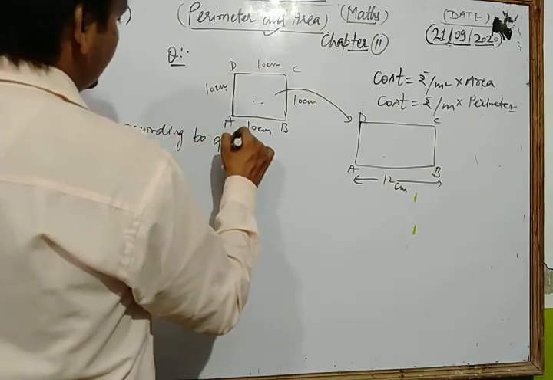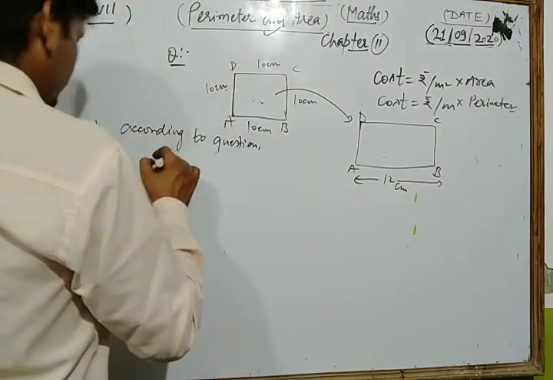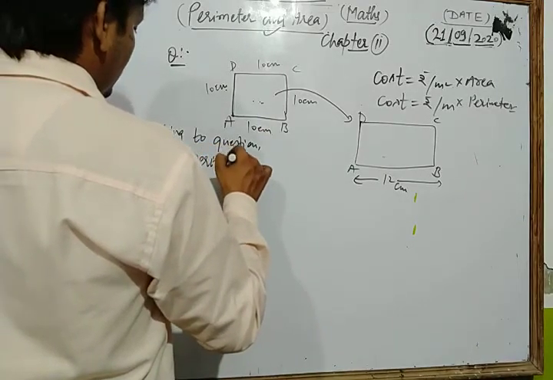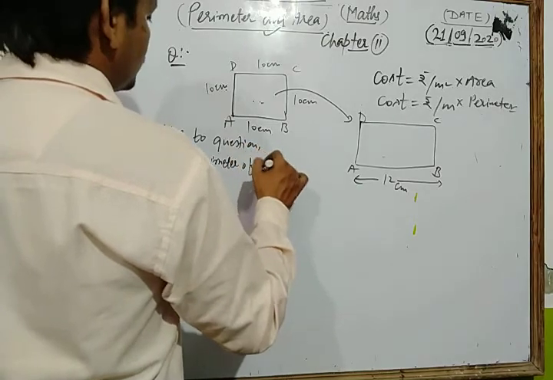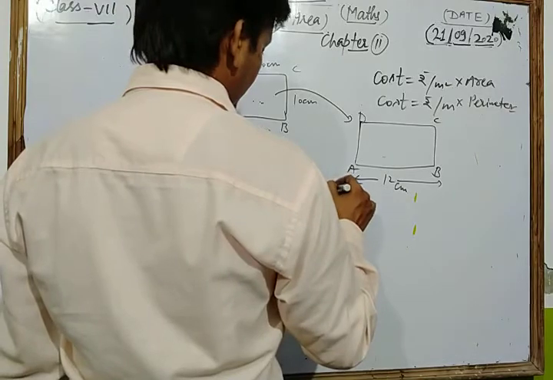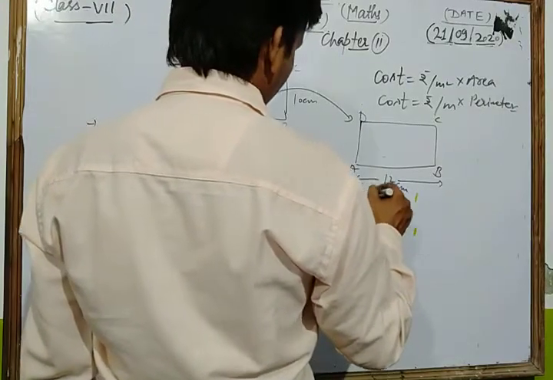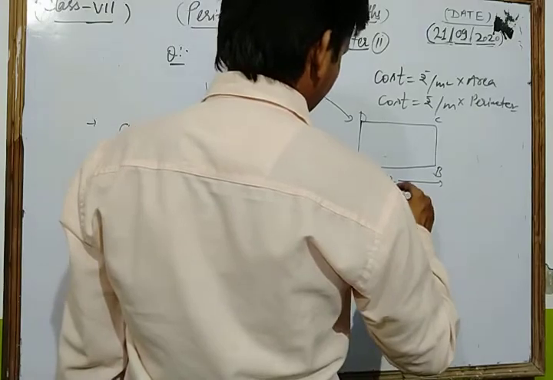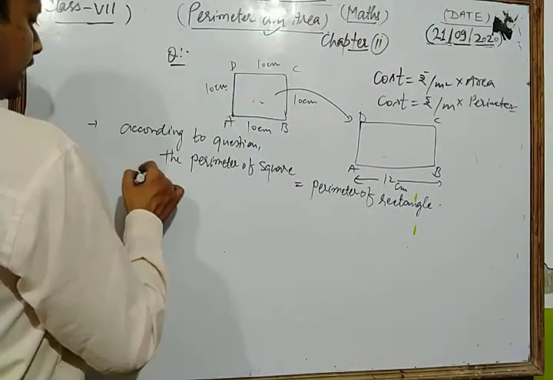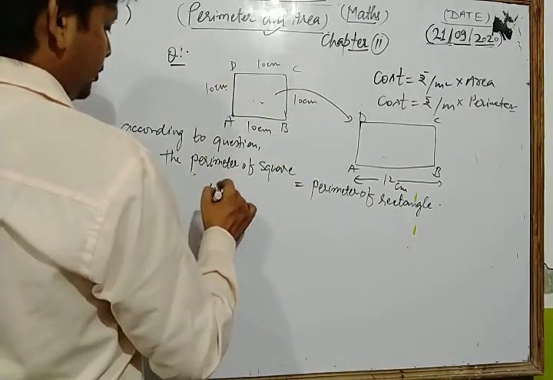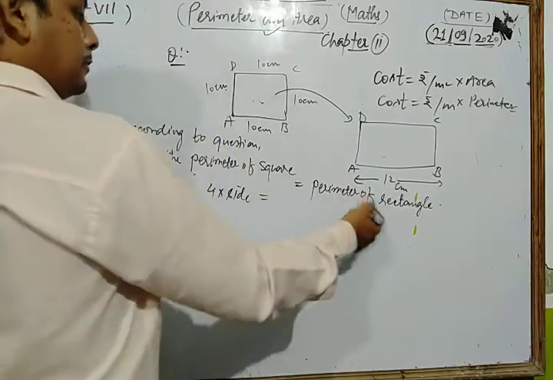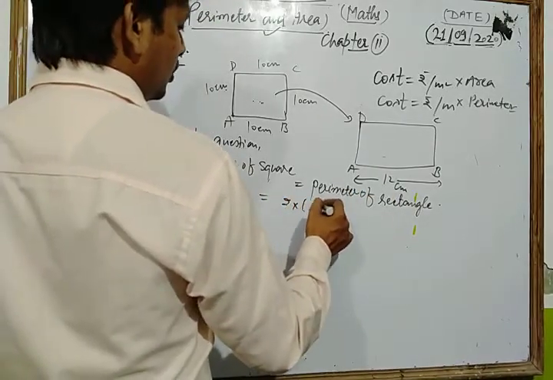the perimeter of the square must be equal to the perimeter of the rectangle. So the perimeter of the square is 4 into side, and the formula for the perimeter of the rectangle is 2 into length plus breadth.